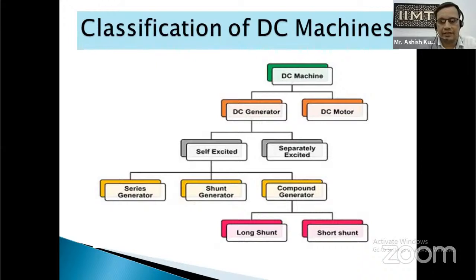Depending upon the connection, if the shunt field winding is connected in parallel with the series field winding and armature circuit, then that type of connection is known as a long shunt compound generator. Or if the shunt field winding is connected in parallel with only the armature circuit, then that type of generator or motor is known as a short shunt compound generator.